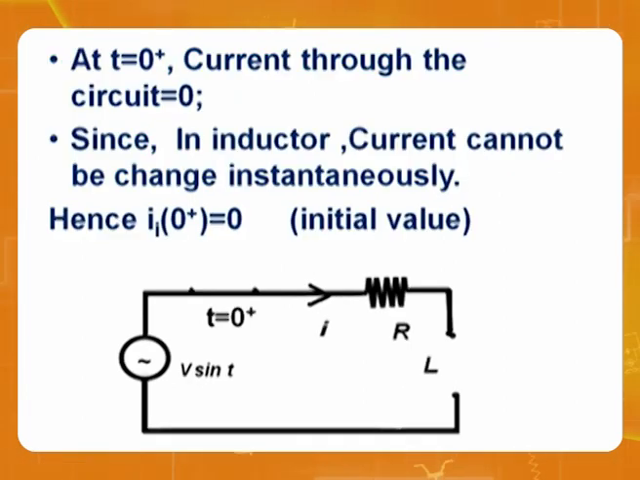Now t=0+. At t=0+, the switch which was open circuit here is now closed. But the inductor cannot change its value instantaneously. Therefore, whatever was the current is the same current now. That was open circuit, therefore now also open circuit. Therefore, effectively the current is once again 0.